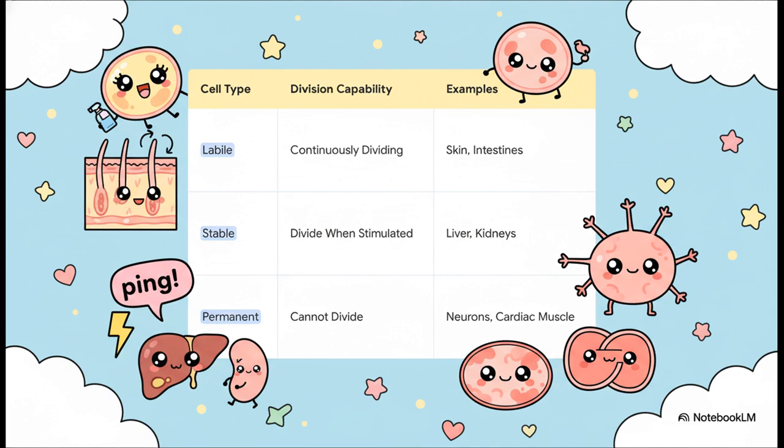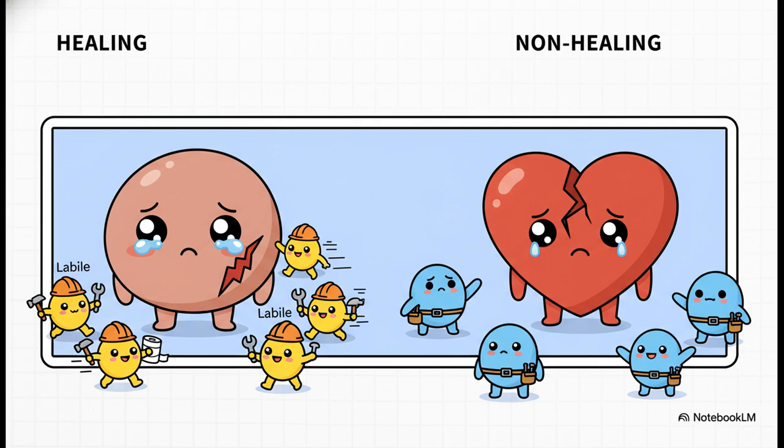Then you have stable cells. They're usually just chilling out, but they can start dividing if they get the signal, like if your liver gets injured. And last, you have permanent cells, like your neurons and heart muscle. Once they're mature, that's it. They can't divide anymore. So here's the crucial takeaway.